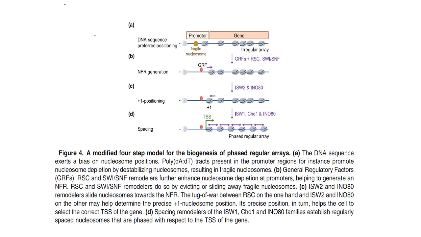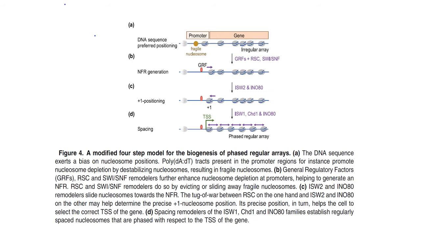Okay, this represents some of what goes on when you're trying to get a gene transcribed. At the top we have the DNA sequence itself without the help of any proteins. And there is a preferred position depending on the DNA sequence to a certain extent, but this needs to be reorganized in order to get efficient transcription from this particular gene.